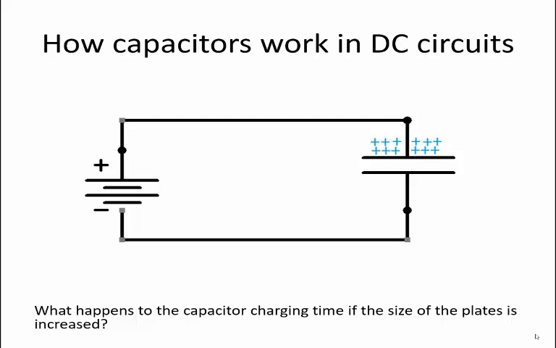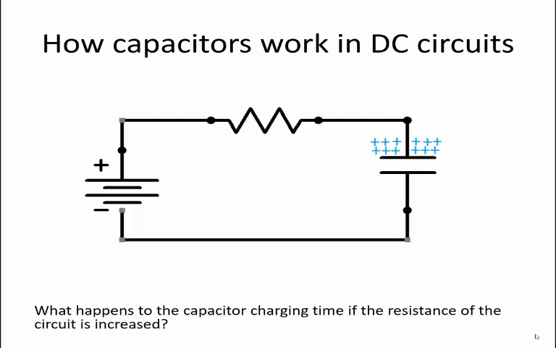If the size of the plates is increased, we change that capacitance. It should take longer for that capacitor to charge. There's more area, more room for charges to fill on that plate. Or what would happen if we increase the resistance in the circuit? We could add a resistor, and what that does is decrease the amount of current flowing, and so it takes longer for charge to build up on the capacitor plates.